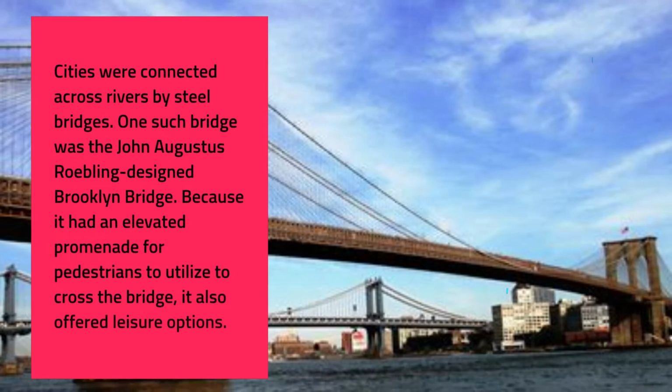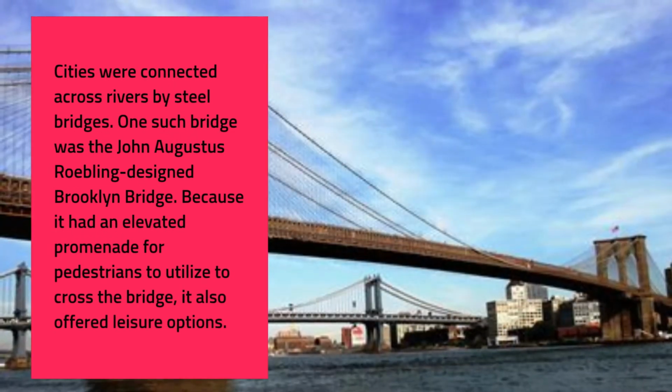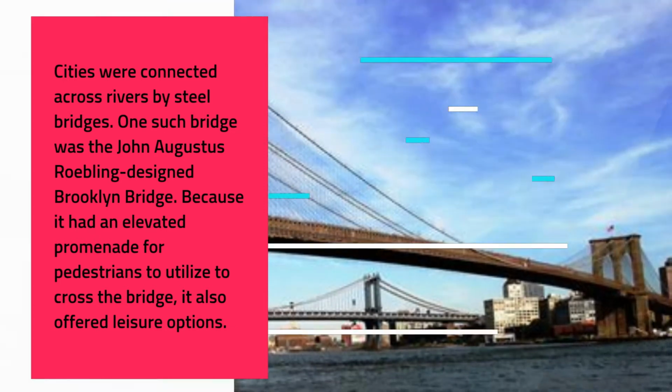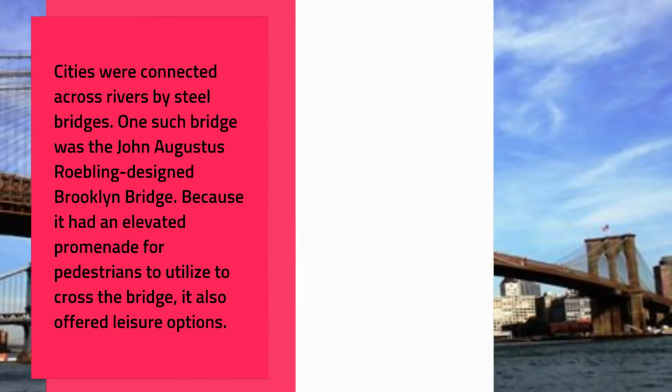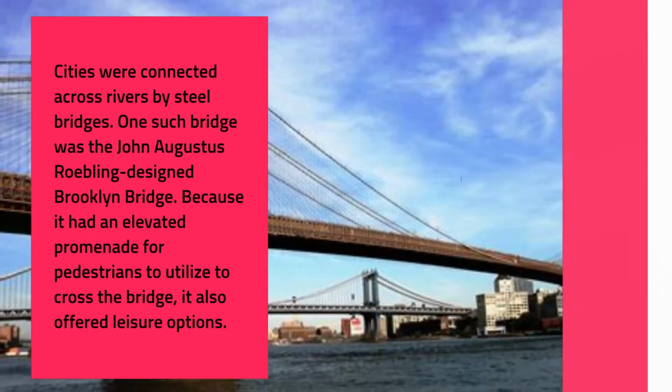Cities were connected across rivers by steel bridges. One such bridge was the John Augustus Roebling design Brooklyn Bridge. Because it had an elevated promenade for pedestrians to utilize to cross the bridge, it also offered leisure options.